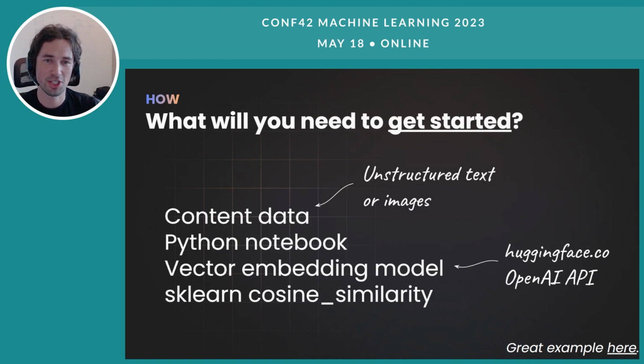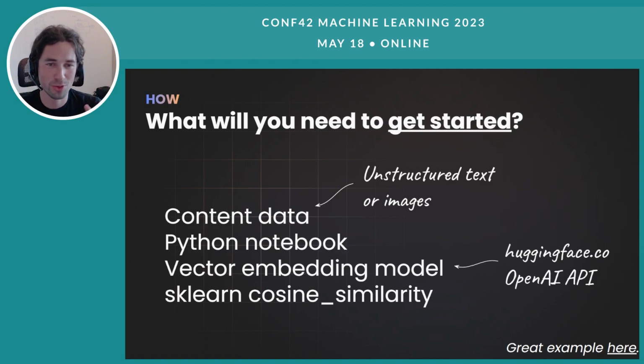So first, what do you need to get started, right? This is some basic demo. You are just playing with vector embeddings. You want to experience how they work, right? For this, you obviously need these 4 items, basically. Very simple. You need your data, right? Ideally, unstructured text or images.